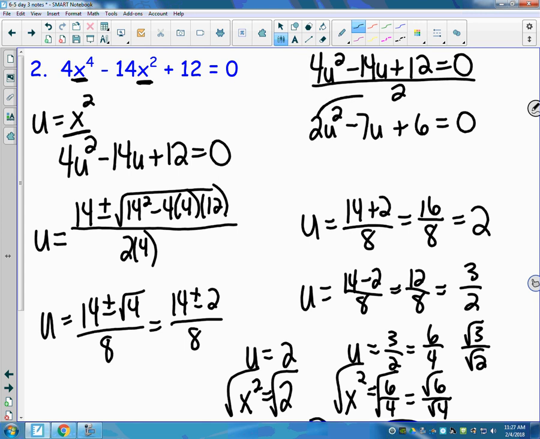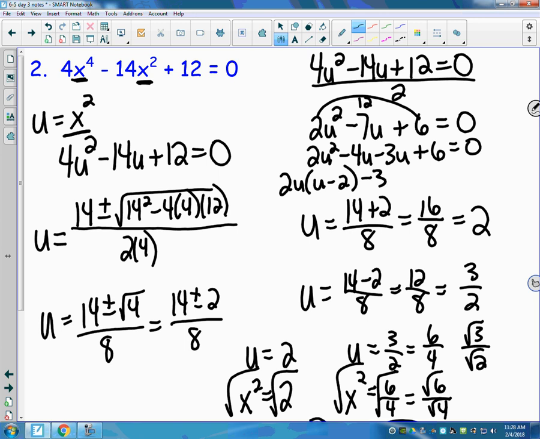If I was going to factor this, this is where I would do the rainbow method, and I would get 12 here, and I would think what multiplies to give me 12 that adds to give me 7, and that would be negative 4u minus 3u. And then I could do my factor by grouping. If I take out the 2u, I would be left with u minus 2. And over here, if I take out a negative 3, I would be left with u minus 2. So I just want to show you that you get the same answer, right? You get u minus 2 and 2u minus 3.